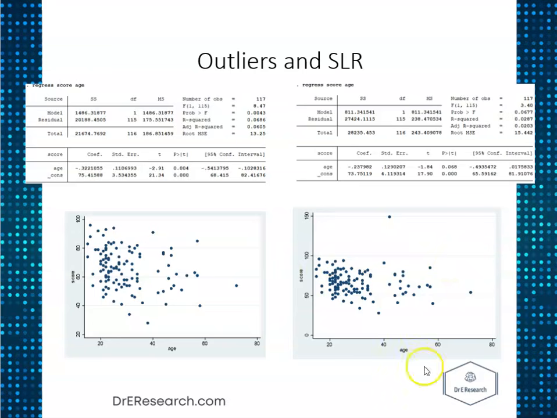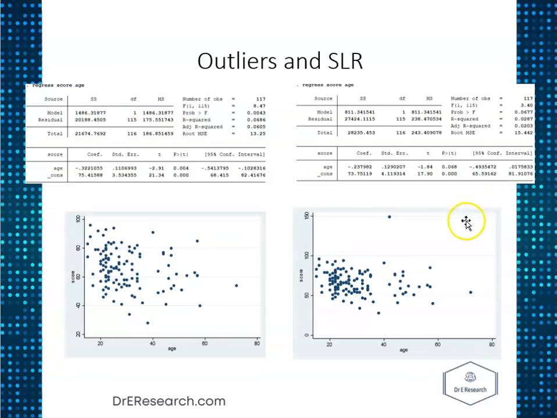Okay, so if this was what I was doing my report on, I would have to say no, lack of statistical significance, age does not predict score. Well, if I took that point out, now I do have very strong statistical significance. Age does predict score. So it's very important to keep in mind how big a difference outliers can make in a simple linear regression.